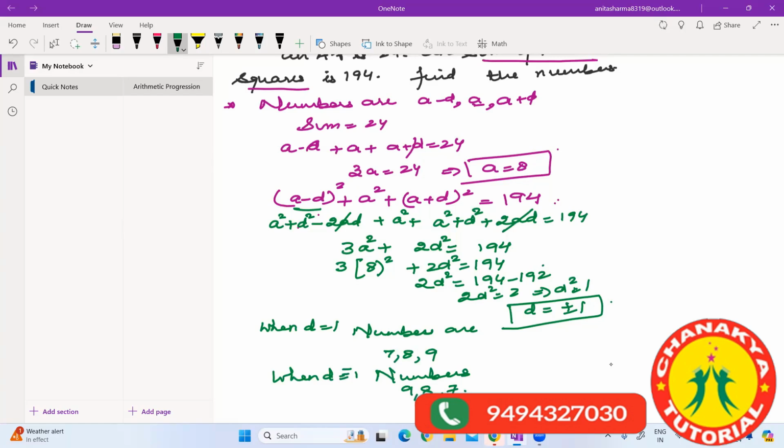Okay, children, have you understood this type of question, beta, when the sum of 3 numbers is given? Yes, ma'am. Now we will do more questions in the next class, okay?